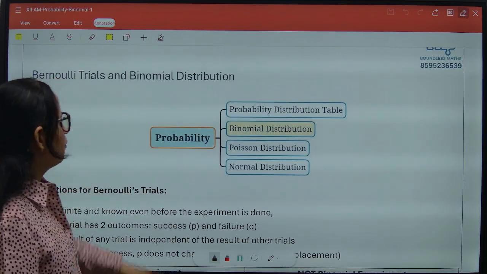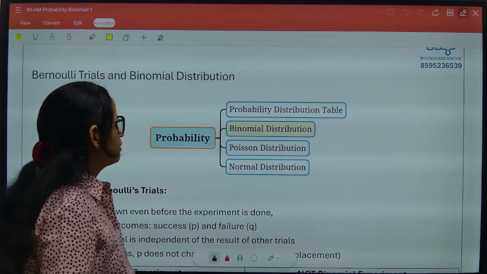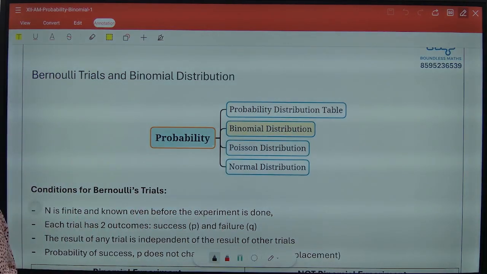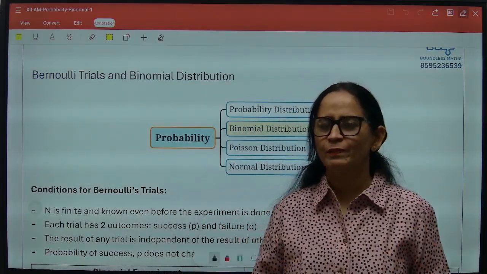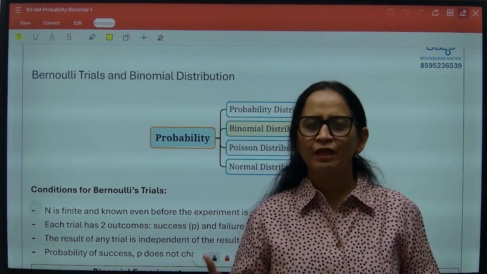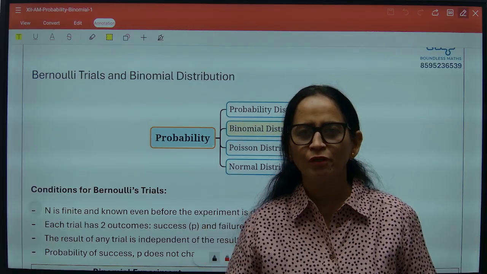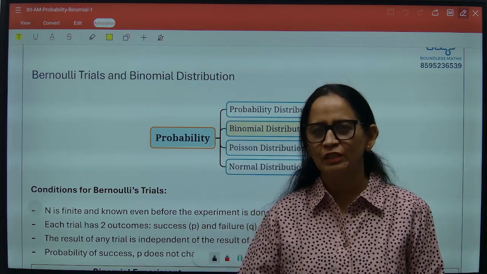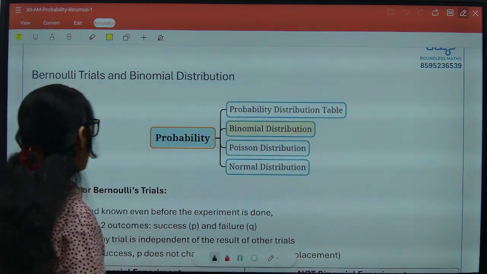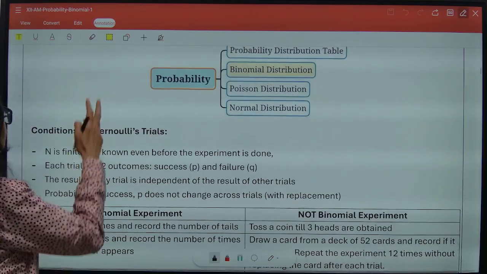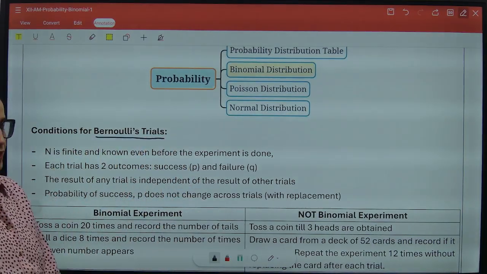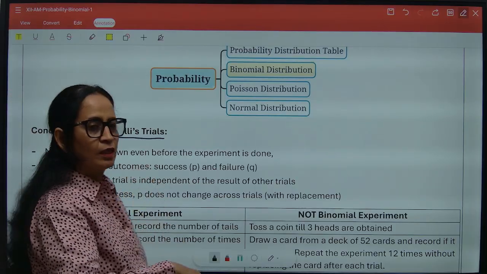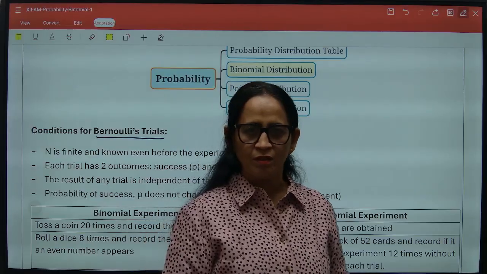So we have already covered probability distribution table in the previous video, and now we are going to talk about binomial distribution. Now let's first understand what is binomial distribution. After reading the question, how do you understand that it is a question related to binomial distribution? So as we can see, the word binomial distribution or Bernoulli's trials, it's the same. So what is a trial? Either accepted or rejected, right?